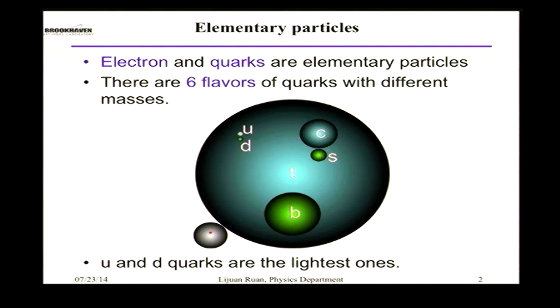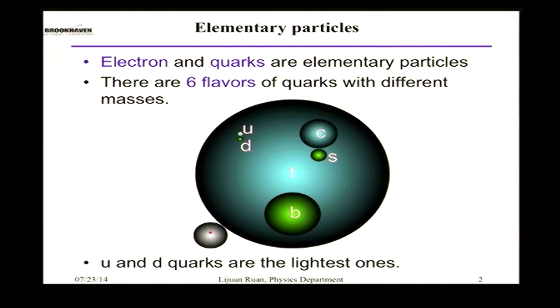And there are 6 flavors of quarks with different masses. Here just shows you the 6 flavors of quarks. The size of the ball represents the mass of the quark. And you can see among those 6 quarks, we call it U quark, or up quark, and down quark are the lightest ones compared to the other 4.